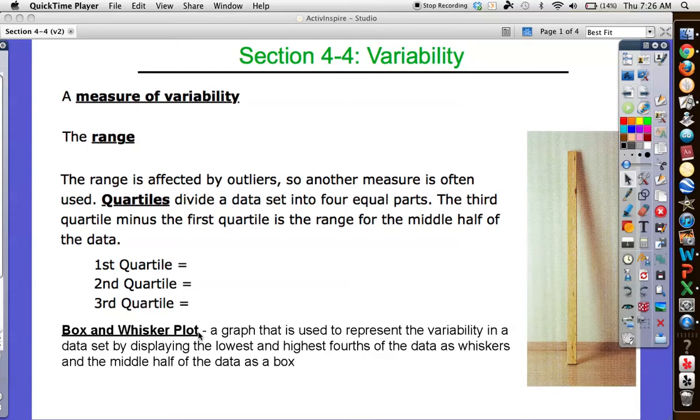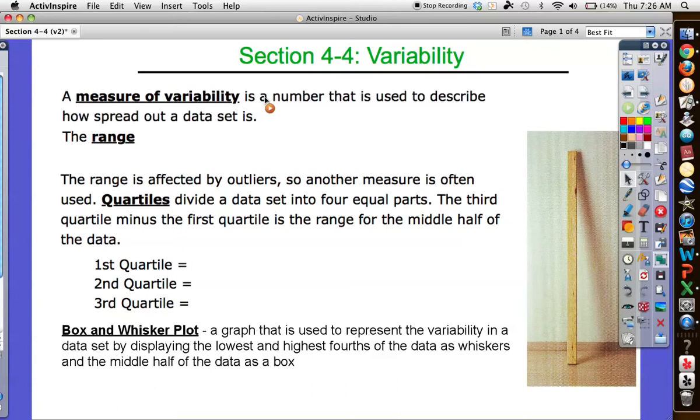The other way to look at data is to look at how spread out it is. That's what we're going to talk about in this lesson: the measures of variability. If you look at the root word, you can start to get a feel for what this means. A measure of variability, write this down on your note sheet, is a number that is used to describe how spread out the data is. We did mention this with the range. The range is one way to show this.